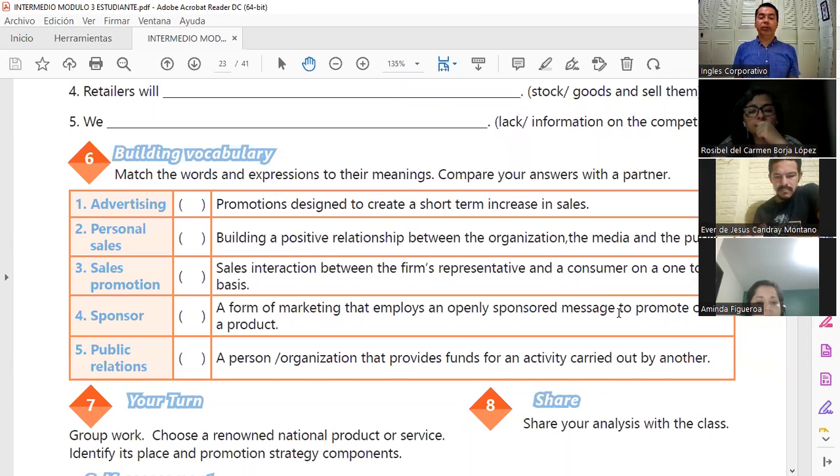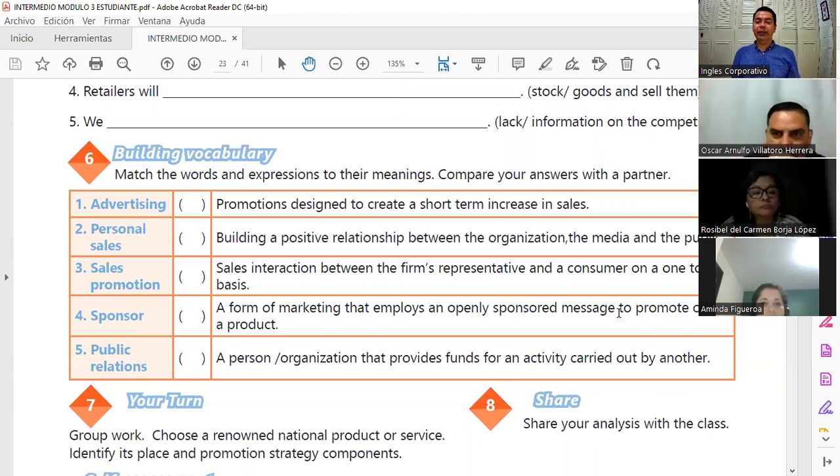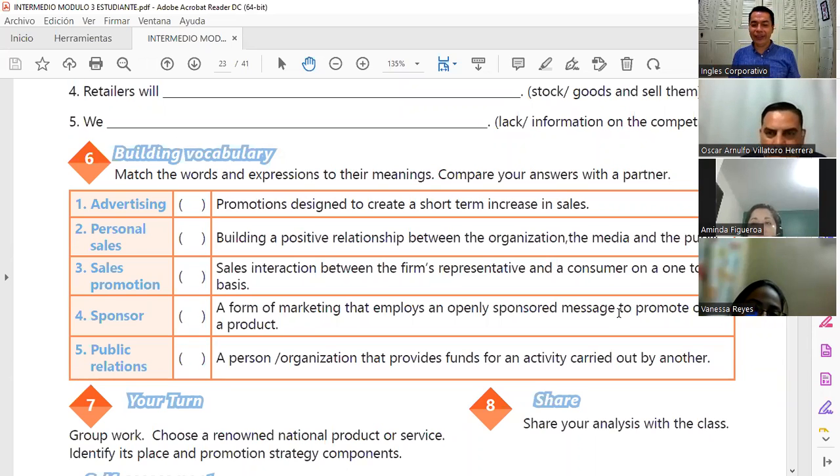Next one, right? Sponsor. What is a sponsor? Number four. Ladies and gentlemen, sponsor. Volunteers? It's a person. Uh-huh. I have two participants. Perdón, ya me confundí. Tengo a Yvette y tengo a Oscar. No, Yvette, no. Okay. Oscar, come on, Oscar. Go ahead. A person or organization that provides funds for an activity carried out by another. Carried out by another, right? Good. Thank you, Oscar. Llevada a cabo.